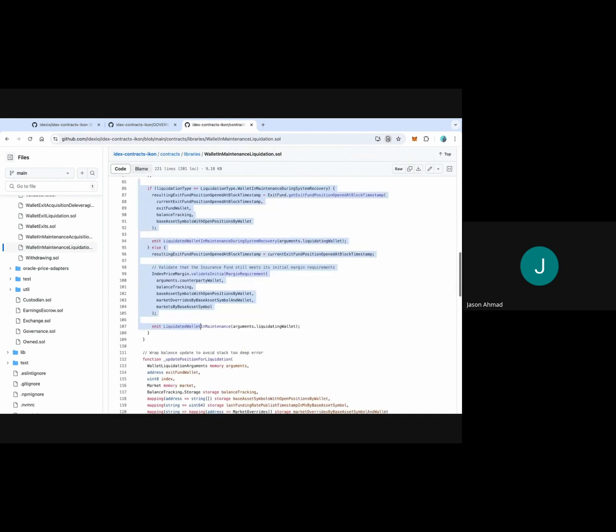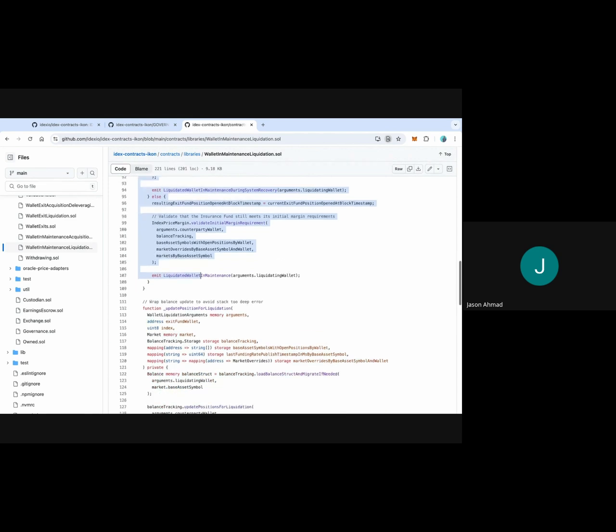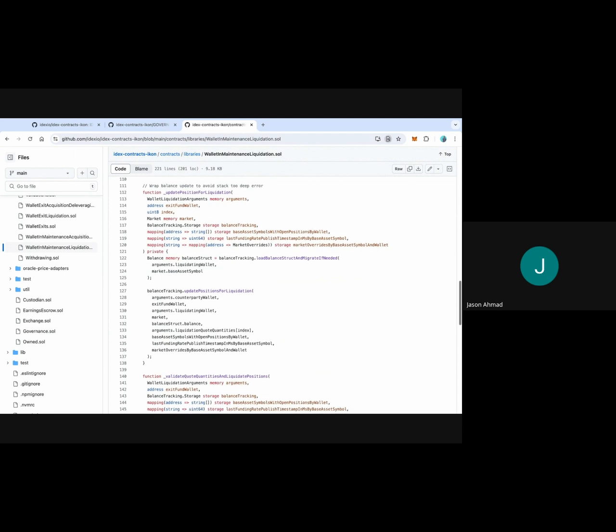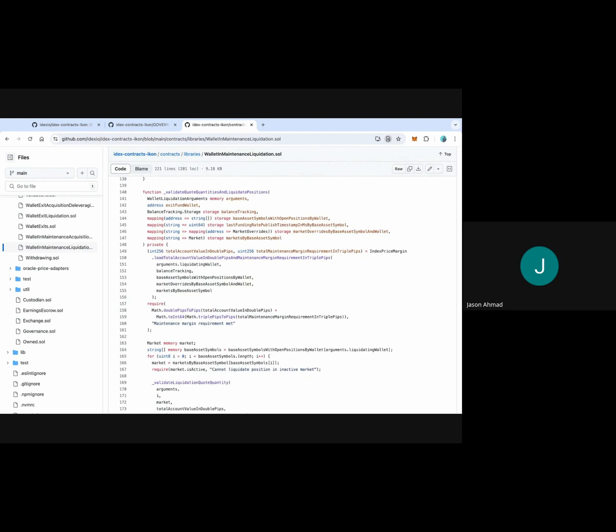Again, this gets into some details that I'm happy to answer in questions, but a little bit beyond the scope of what we're talking about at this level. And then it does its validation, updates its positions. Part of that validation, we do the validations that are possible to do at this point. In particular, a wallet in maintenance liquidation does confirm that the wallet is in maintenance. This gets into a bit of discussion around margin. We'll talk about that in a minute.